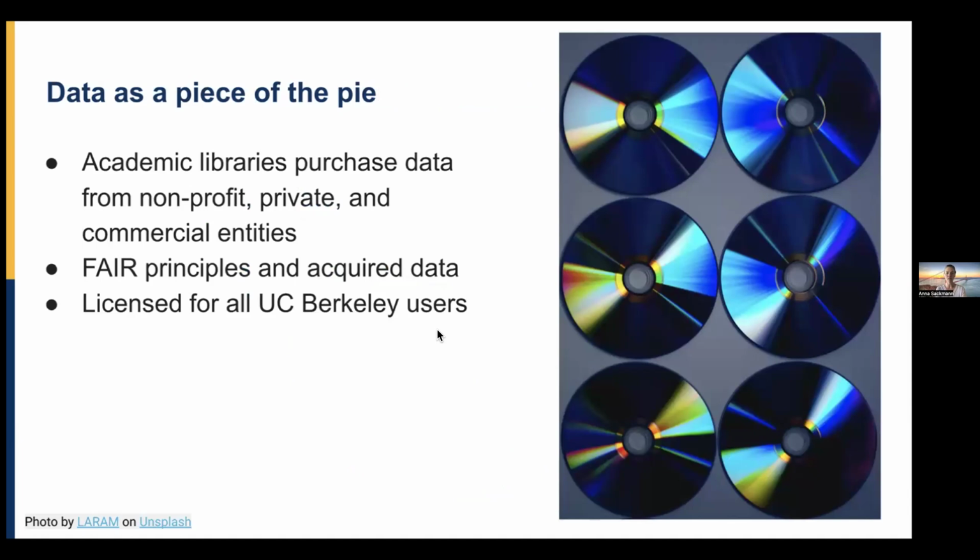So I want to talk about data as this piece of the collections pie. Academic libraries have been purchasing data from nonprofit, private, or commercial entities, probably in a very serious way for the last 15 years. We've really been looking at it at UC Berkeley. There are a number of social science librarians, one of whom is on this call, who I will not call out, who have spent their entire careers thinking about data as a very real piece of our collections. And a lot of the social science librarians have been grappling with how we license data and how we make it available to our users for a really long time.